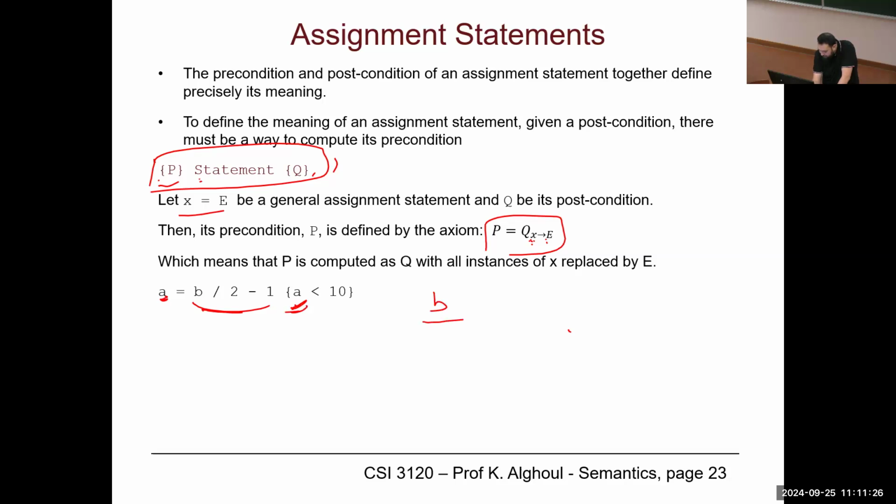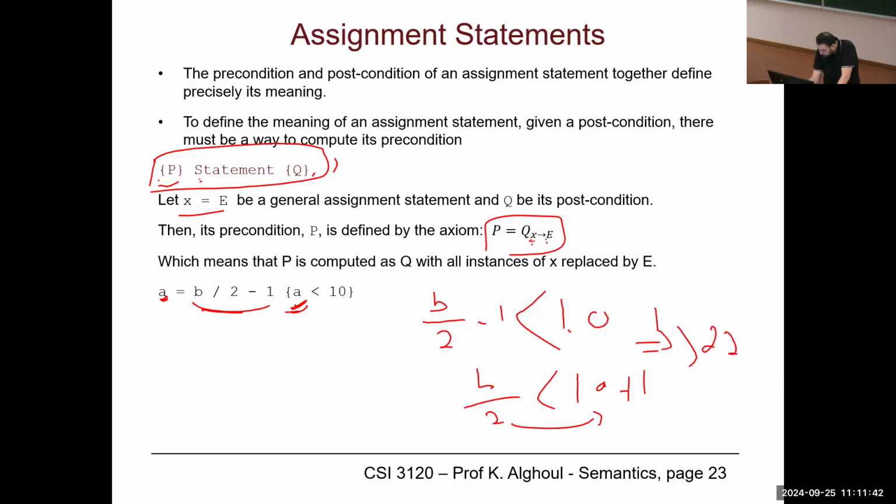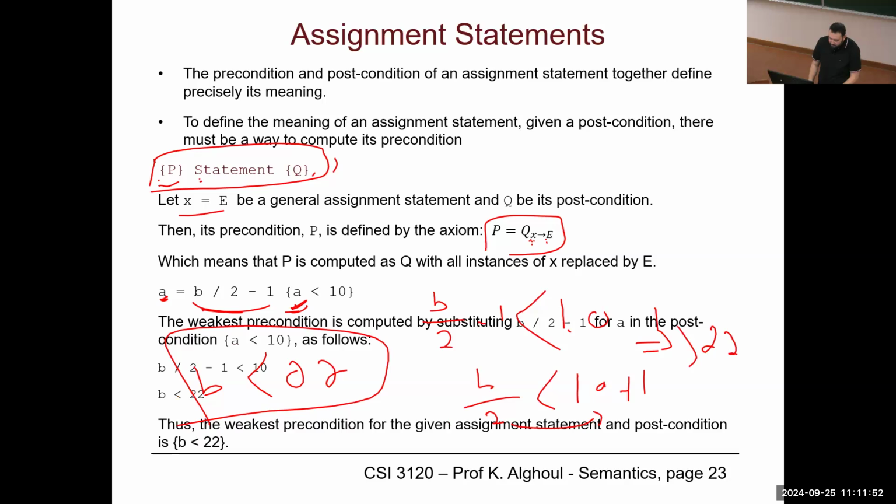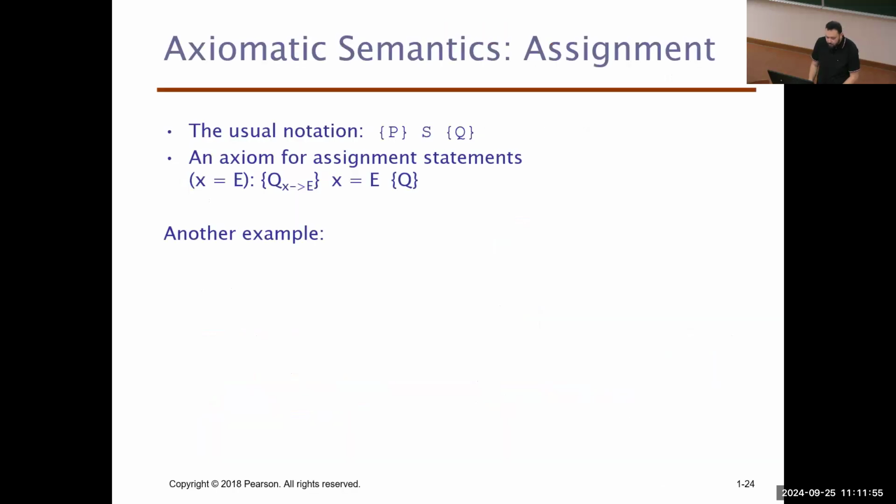So if I replace it, B over 2 minus 1 less than 10. Then B over 2 less than 10 plus 1. Then I'll take this here, so we'll end up with what? 22. So B is less than 22. That's why we had the weakest precondition on B. So that's mathematically how you solve it, and you just did. So let's take the next one.